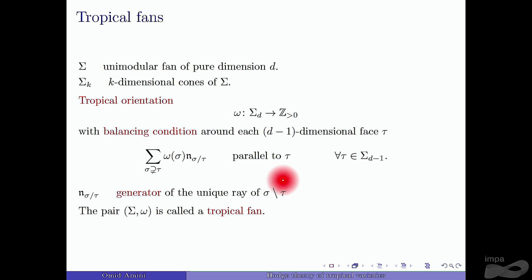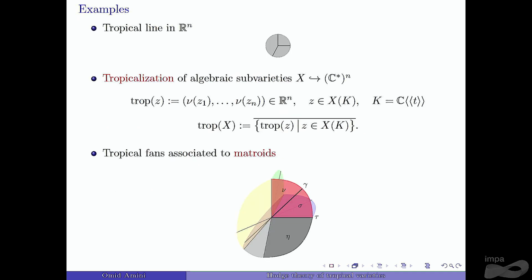Okay, so the pair sigma omega is called a tropical fan. So let me tell you how you can construct these tropical fans. The first example is a tropical line. What is a tropical line? It's a fan of dimension 1 in R^n.